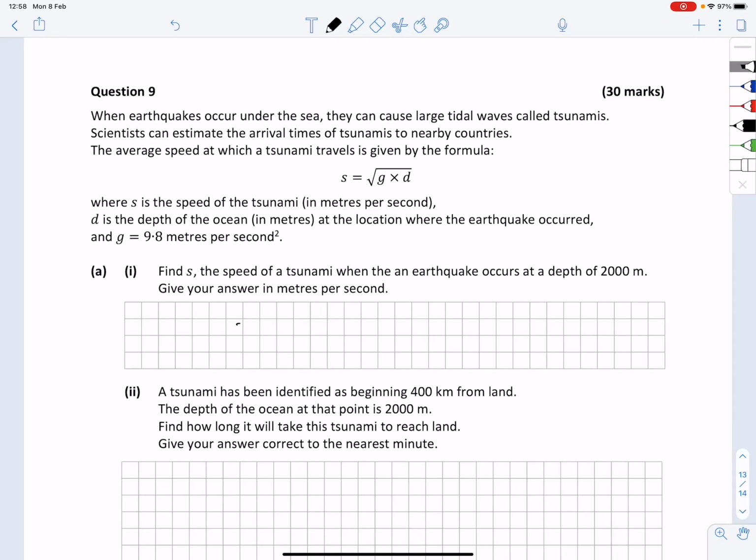Hi, in this video we are taking a look at Maths Ordinary Level Leaving Certificate, Paper 1, Question 9 from 2018.